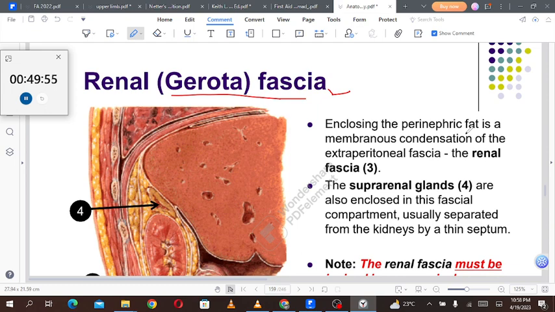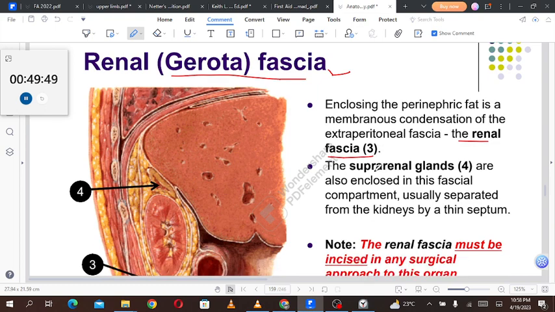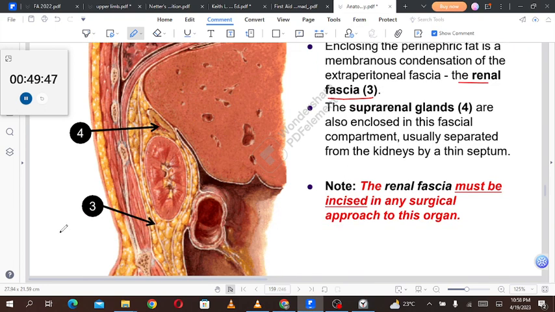Enclosing the perinephric fat is a membranous condensation of the extraperitoneal fascia, that is the renal fascia. That is also called Gerota fascia. Here you can see in the picture the point 3, I guess. So this thing over here, I guess it is prominent. Let's say it is prominent. But let me change the color.